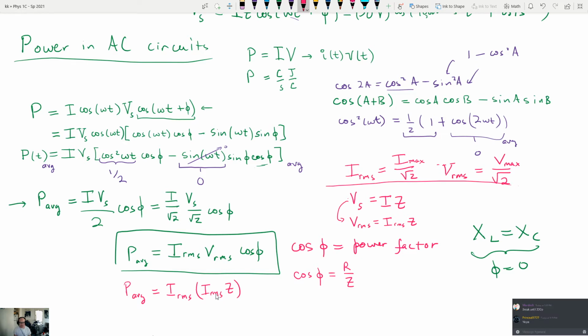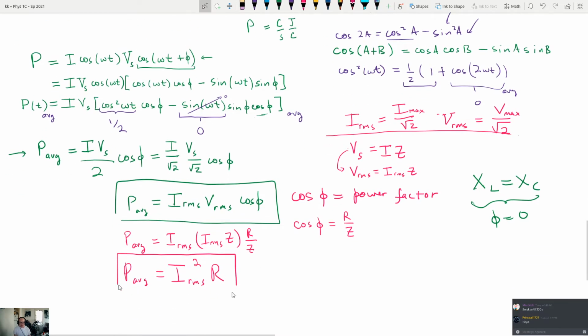Okay, we replace VRMS with IRMS Z, and we replace cosine phi with R over Z, and our answer becomes extremely simple. We get that the average power in our circuit is the RMS current, again, this is what we measure, squared, multiplied by R. And if you go back to DC circuits, this is exactly the definition we got when we were talking about DC circuits, right? In a DC circuit, the power was just I squared R.